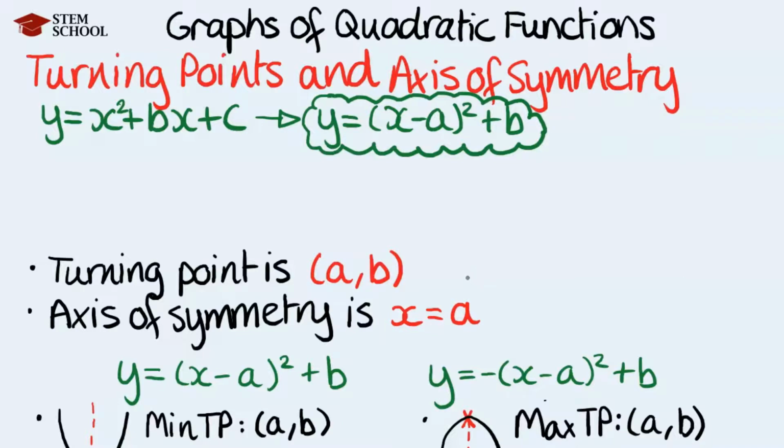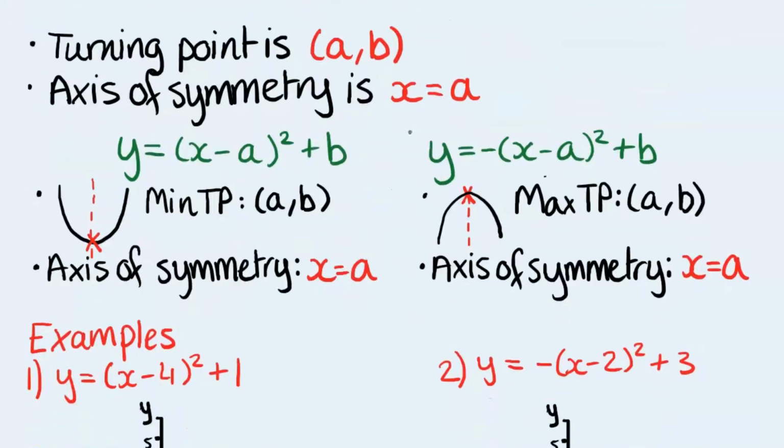If we move down here, what we have is y is equal to (x minus a) all squared plus b. This is a form that you should see in the exam quite often. When you see this, what you can immediately identify is a minimum turning point, and the coordinates of the turning point will be (a, b). So why is it a minimum turning point?